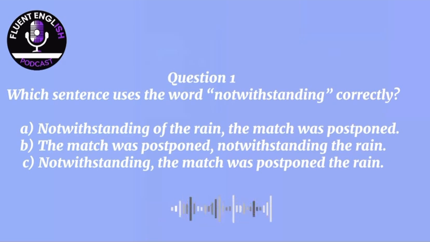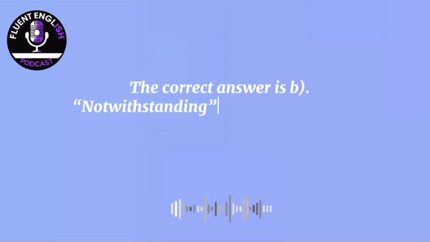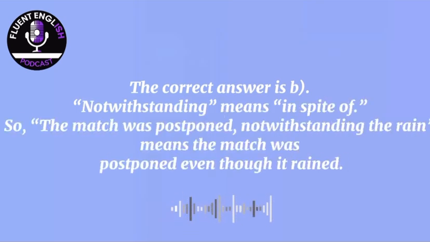A. Notwithstanding of the rain, the match was postponed. B. The match was postponed, notwithstanding the rain. C. Notwithstanding, the match was postponed the rain. The correct answer is B. Notwithstanding means in spite of. So, the match was postponed. Notwithstanding the rain means the match was postponed even though it rained.